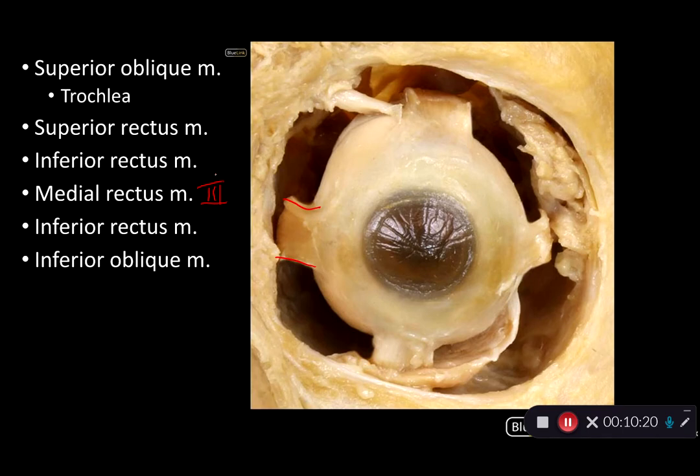The medial rectus, when activated, is an adductor of the eye or of the gaze. So that draws the gaze directly toward the midline. One of the more simple movements of the extraocular muscles for you to remember.